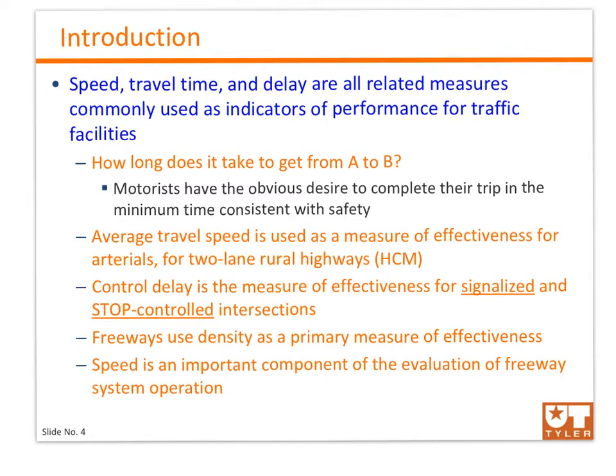The average travel speed is actually used as a measure of effectiveness for arterials and for two-lane rural highways as well. When it comes to delay, control delay is simply a measure of the effectiveness of signalized and stop-controlled intersections. Those are the two major spots where we have signals or stop control, to see the effectiveness in terms of delay.